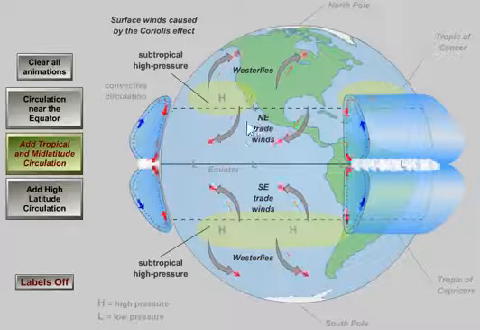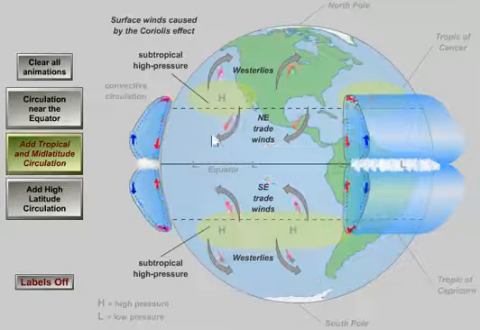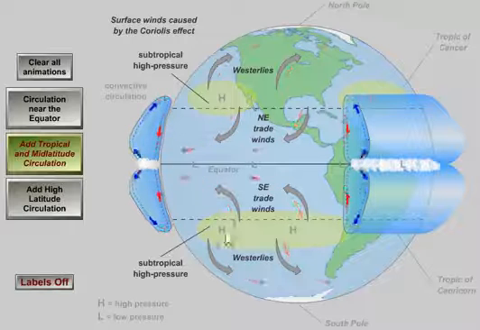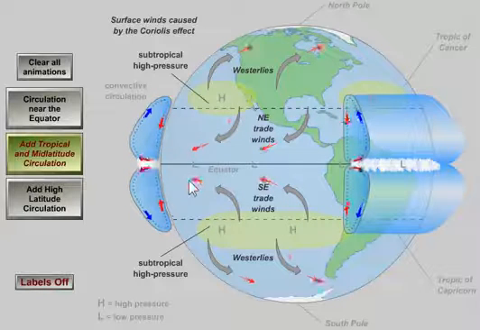The trade winds, northeast trade winds and southeast trade winds, and then the prevailing westerlies. Now these winds curve, and the way they do is because of the Coriolis effect. The winds curve to the right of their path, north of the equator. They curve to the left of their path, south of the equator, and they end up flowing from east to west or from west to east.